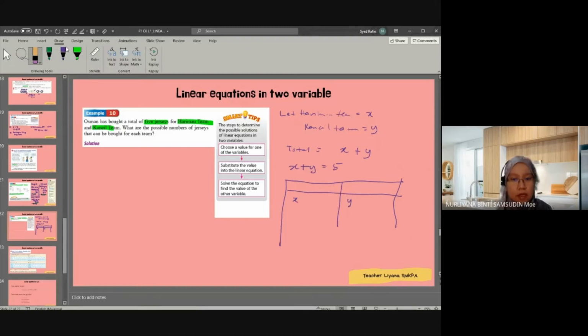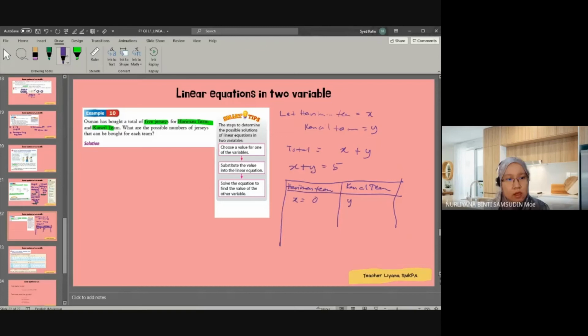Alright, here is Harimau team jersey. This is Kancil team's jersey. Okay, so when x is 0, meaning no Harimau team jersey, can or not?